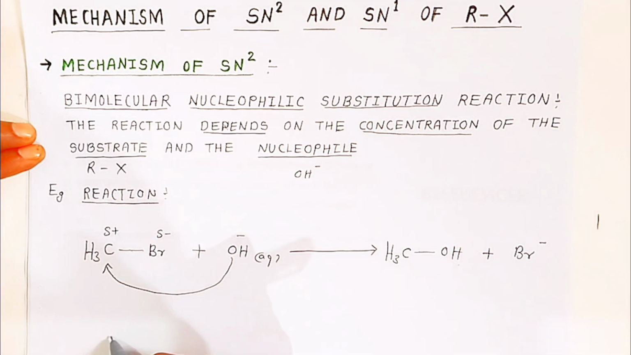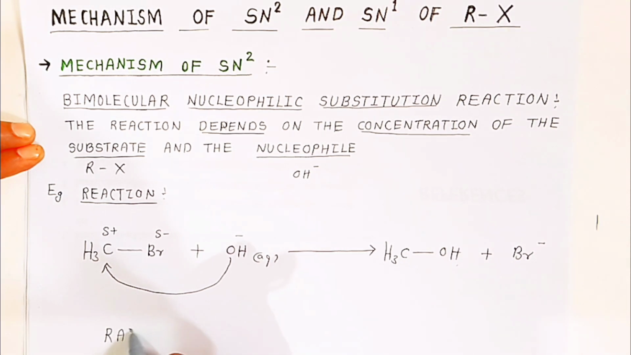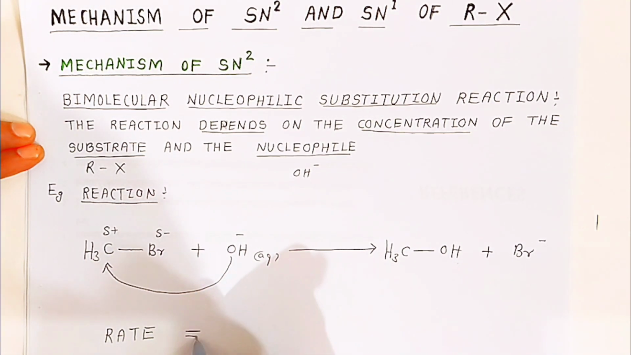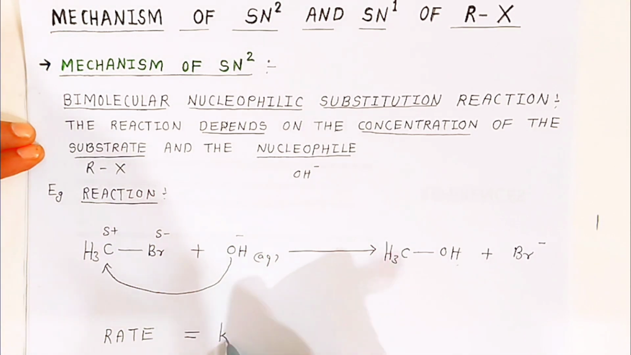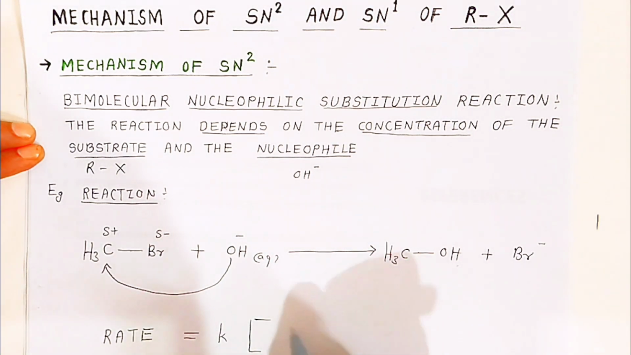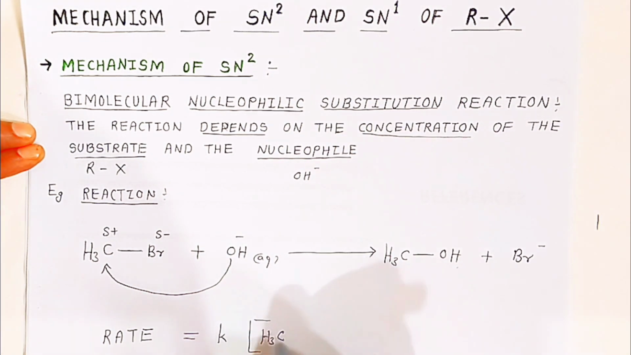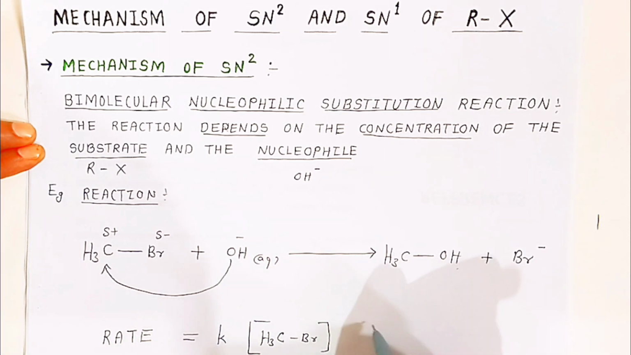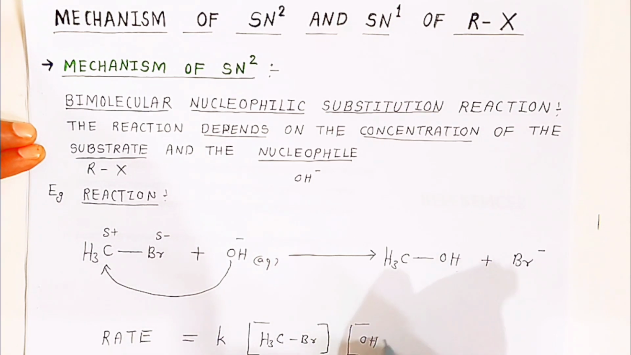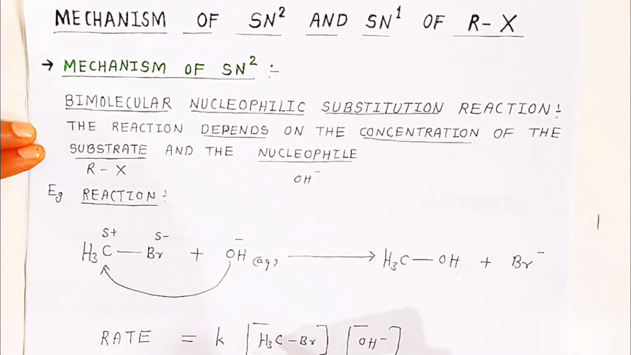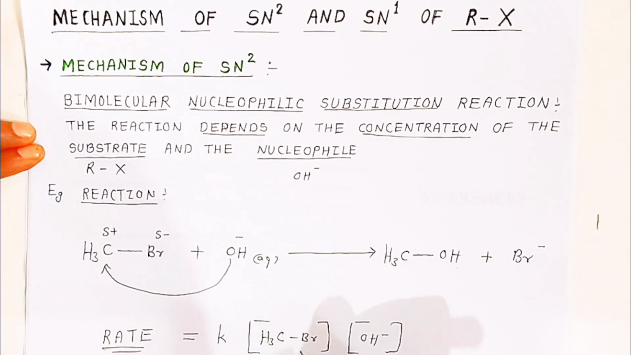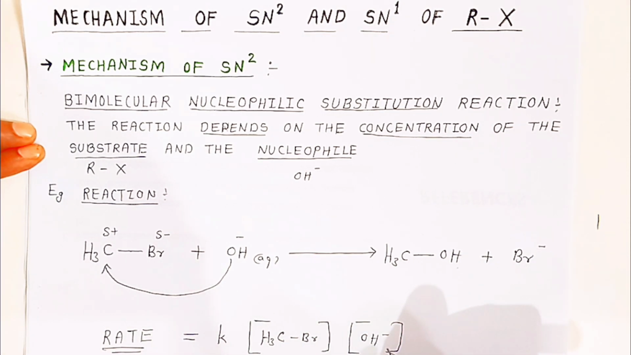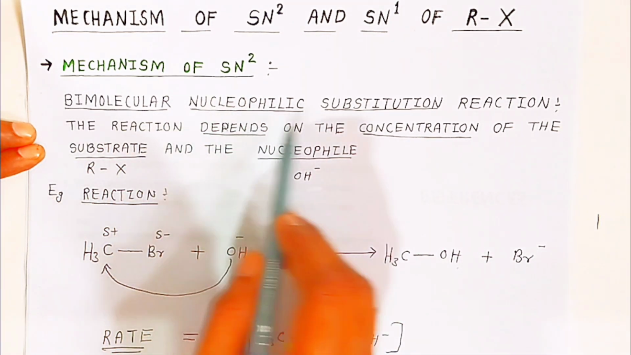Now students, when you see the rate of the reaction, rate is equal to the rate constant multiplied by the concentration. This is the symbol of concentration of methyl bromide. So the rate depends on the product of the concentration of methyl bromide and the concentration of hydroxyl ion, that is the nucleophile. So the rate depends on the substrate as well as the nucleophile. That is why it is a bimolecular nucleophilic substitution reaction.